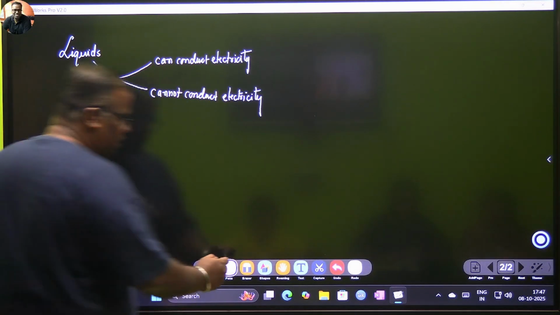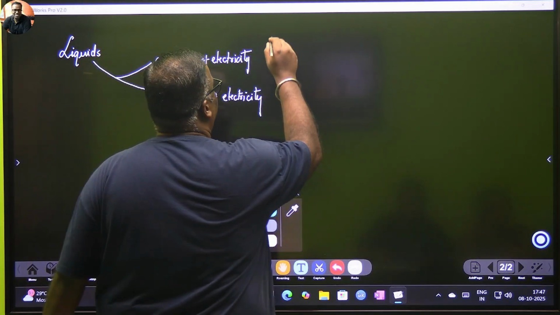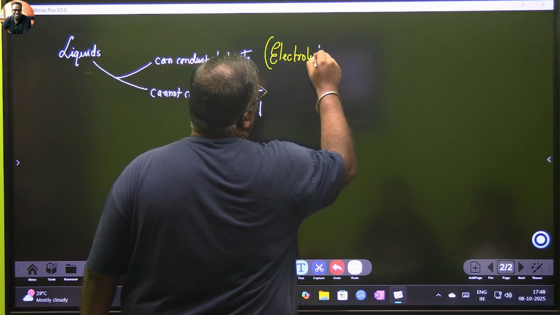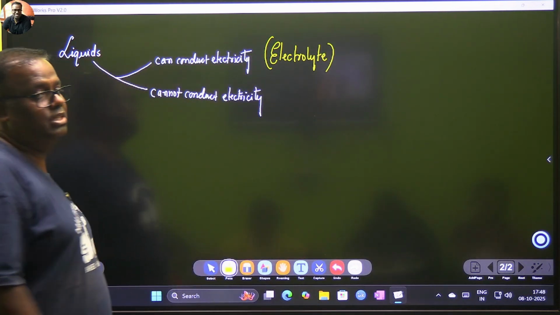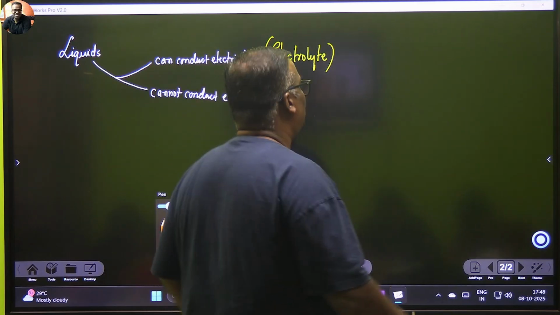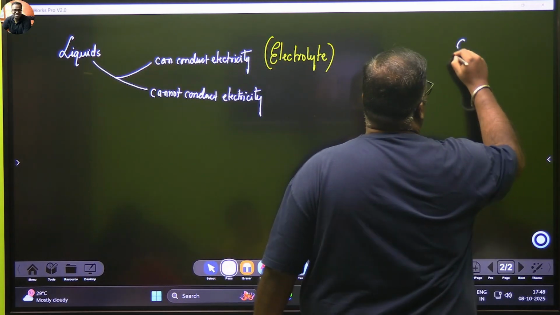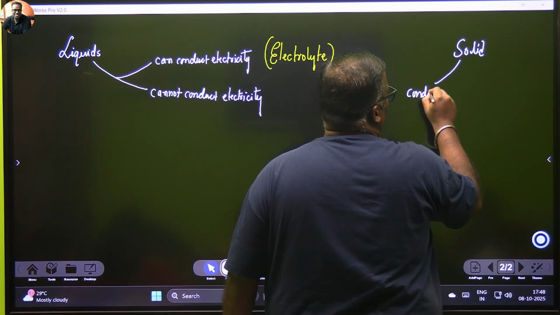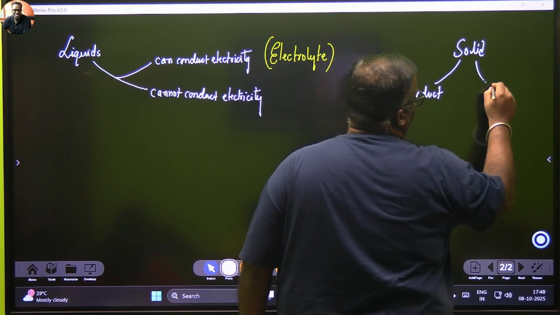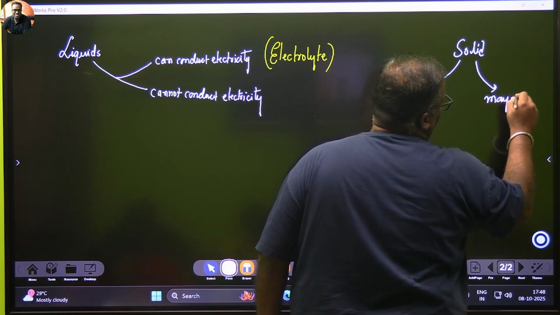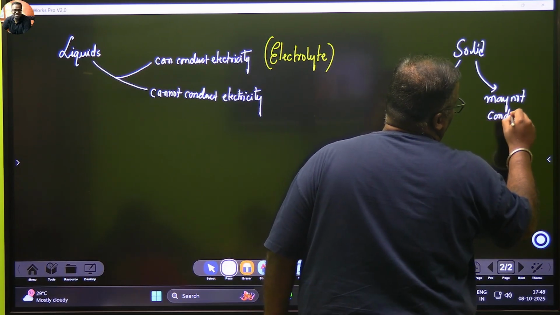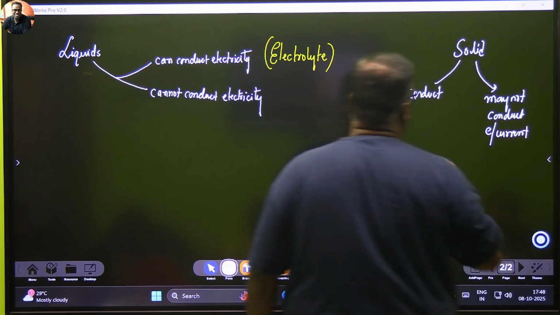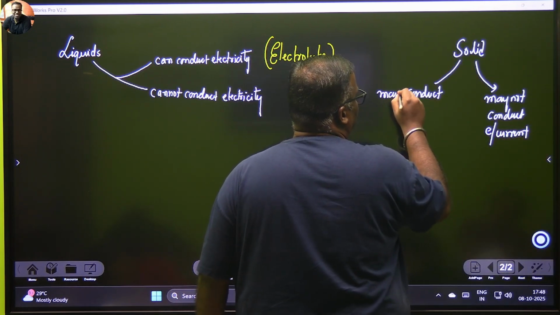So a liquid that conducts electricity is known as electrolyte. Very good. A liquid that conducts electricity is known as electrolyte. And before that, just for your understanding, I can also have a solid. A solid may conduct and may not conduct electricity, electric current. So I'm saying may conduct electric current.